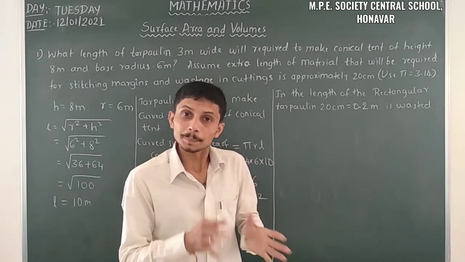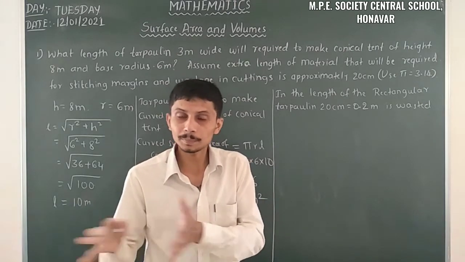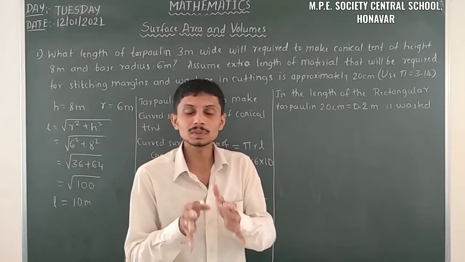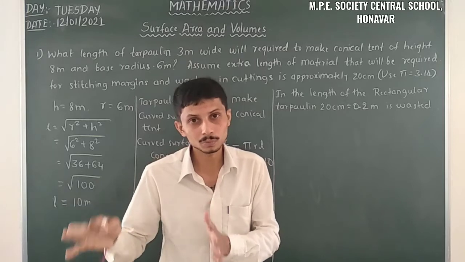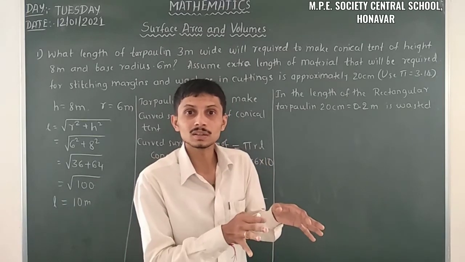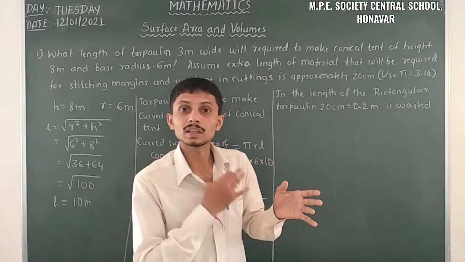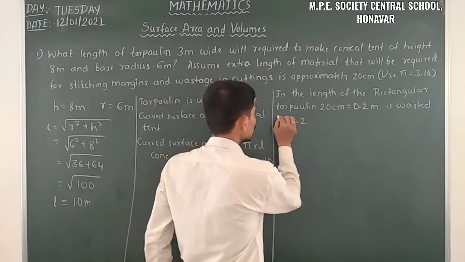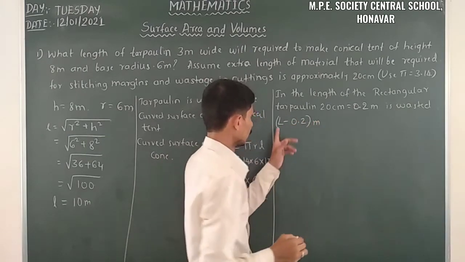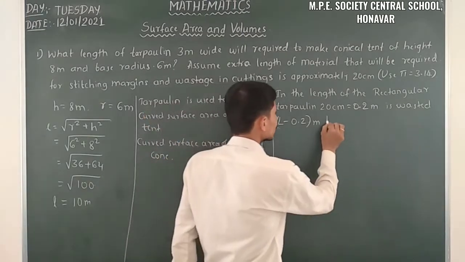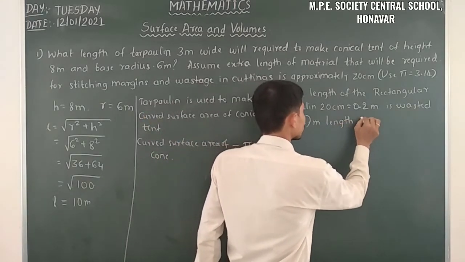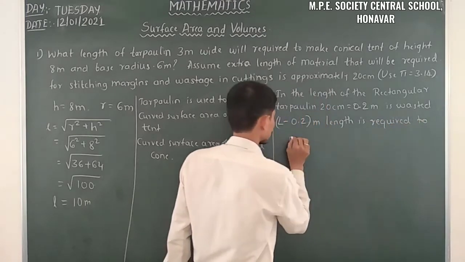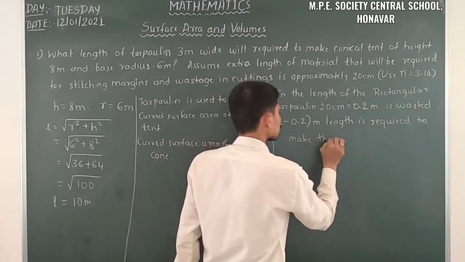But except that 0.2 meter length, what are the wastages we have? So only the length of the rectangular sheet except 0.2 meter we have to take for making the conical tent. So that means L minus 0.2 meter length is required to make this conical tent.